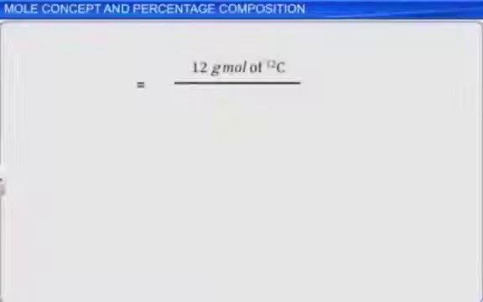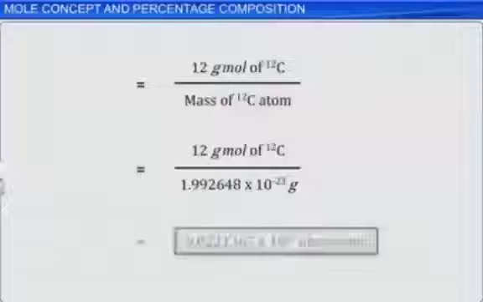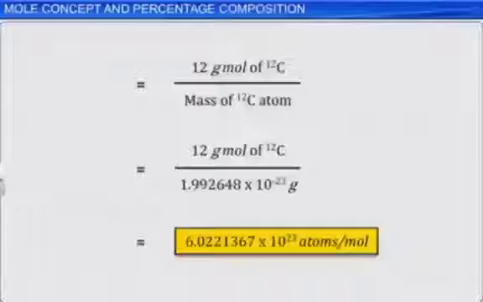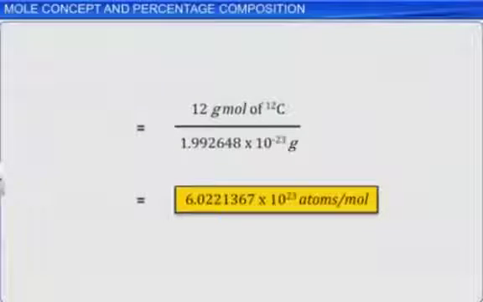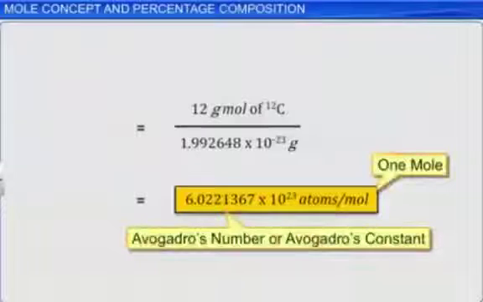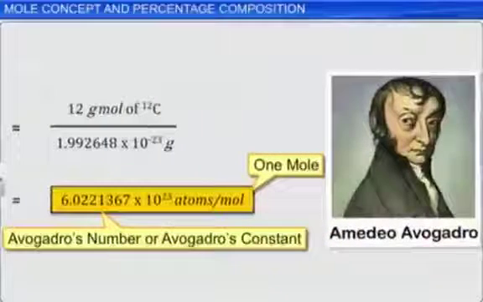They then divided 12 grams per mole of carbon-12 by the mass of carbon-12 and obtained 6.0221367 × 10^23, which is the number of atoms in 1 mole or 12 gram of carbon. This is the value of 1 mole and is known as Avogadro's number or Avogadro's constant, in honor of Amedeo Avogadro, and is usually represented as Na.